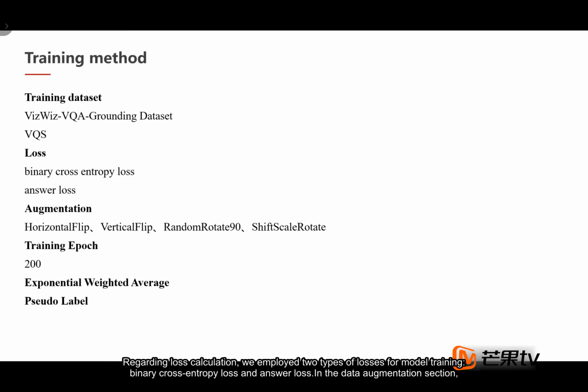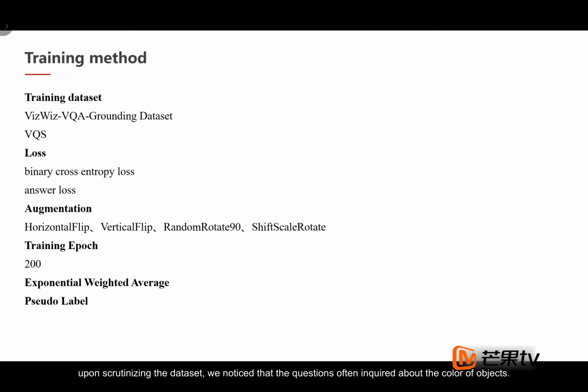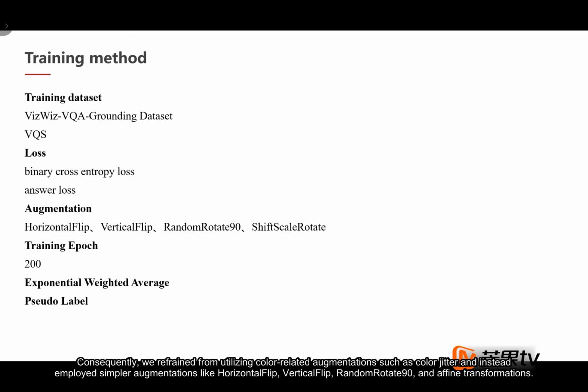In the data augmentation section, upon scrutinizing the dataset, we noticed that the questions often inquired about the color of objects. Consequently, we refrained from utilizing color-related augmentations, such as color jitter, and instead employed simpler augmentations like horizontal flip, vertical flip, random rotate 90, and affine transformations.